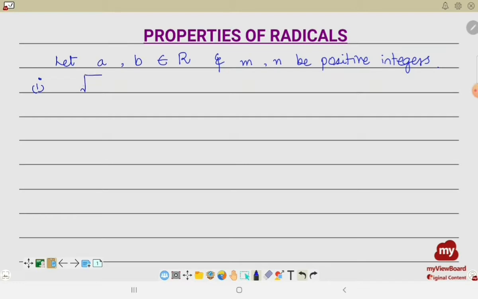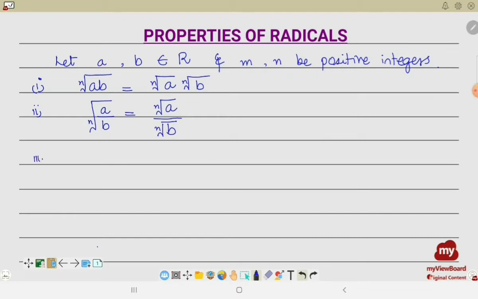If it is written like this, the nth root of ab, then we can easily distribute the root on both the radicands. So it will become the nth root of a times the nth root of b. Now comes the second property. If under the radical sign a fraction is written, the nth root of a over b, then again we can distribute the radical sign to both the numerator and the denominator. So it will become the nth root of a over the nth root of b.